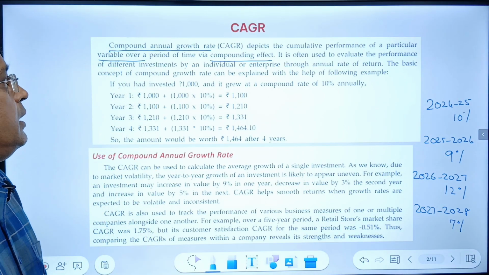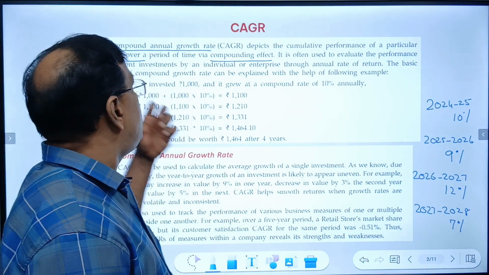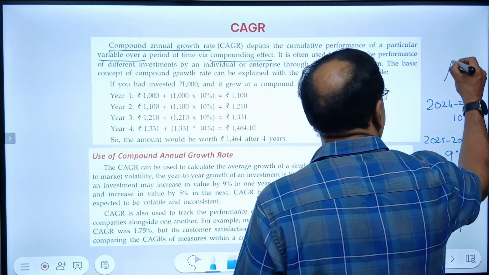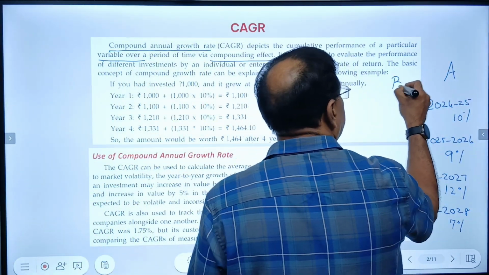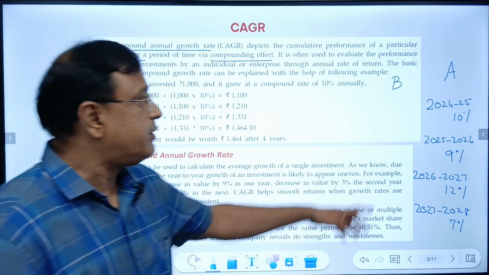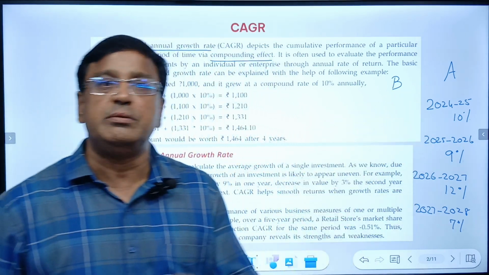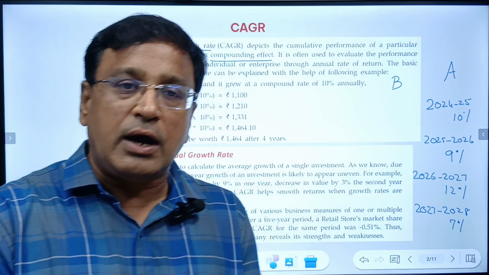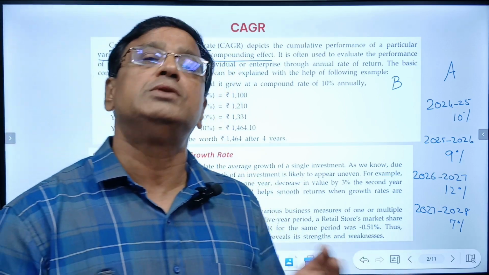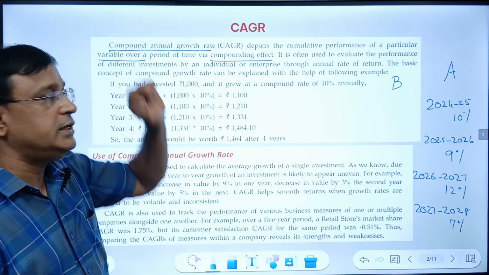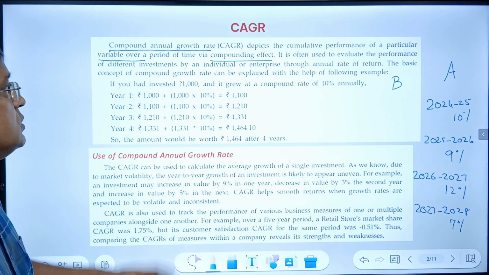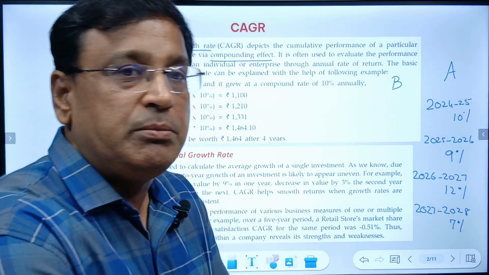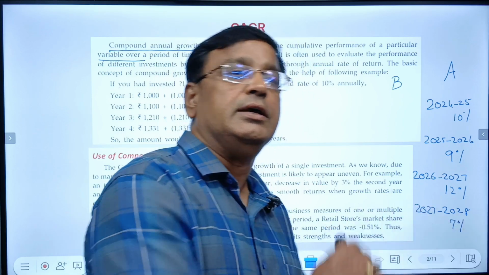It is often used to evaluate the performance of different investments. Suppose I buy, for example, a company A share and a company B share, and I try to compare which company is doing better. One of the most useful data to compare the performance of two companies is CAGR. It helps me to understand which company is doing better so that I can put my money there.